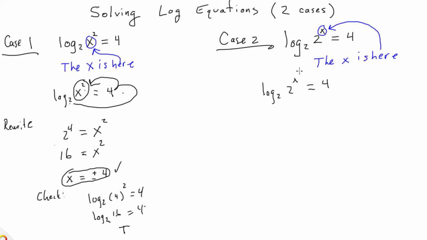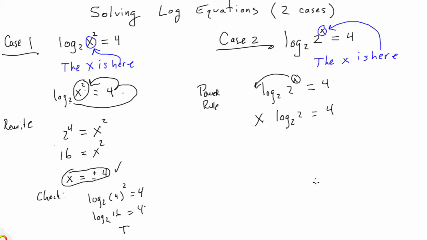All right, now this one, if the x is up in the exponent, that one we're going to use the power rule. By power rule, we can multiply that. We're going to bring that right out in front and say x log base 2 of 2 is equal to 4.